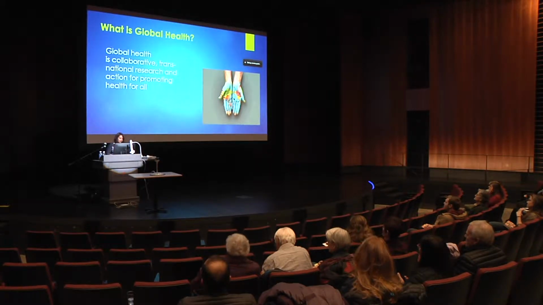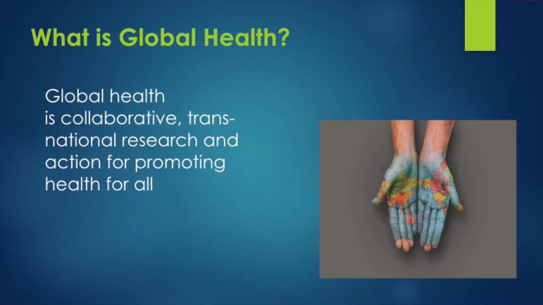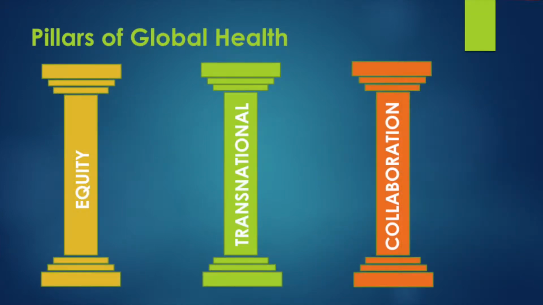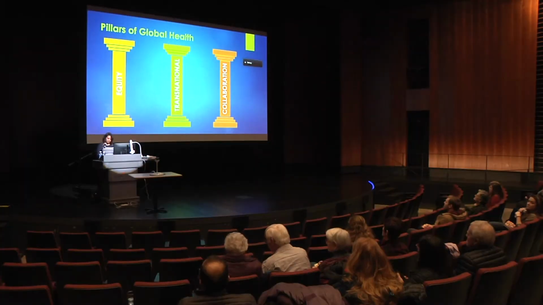So what is global health? Global health is collaborative, transnational research and action for promoting health for all. Based on the definition, there are 3 pillars of global health. Global health is concerned with equity, it involves multiple nations, and it is collaborative. I'm going to expand a little more about this in the next few slides.